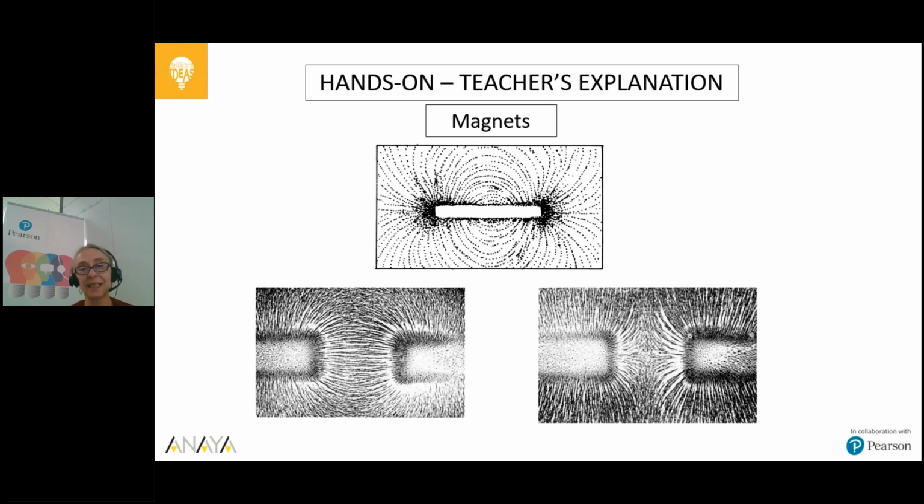And they can see this happening. And then when you start talking about the north and south pole of a magnet, it makes sense to them. Hands-on explanations. Now, so far, all the hands-on explanations that I've talked about have been very much teacher-led.